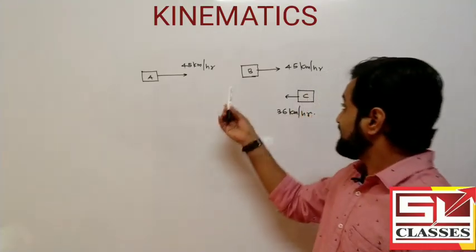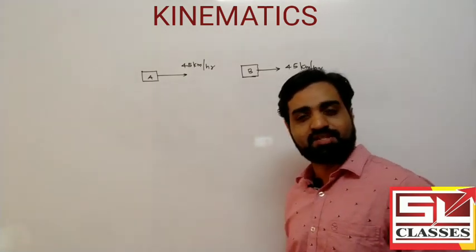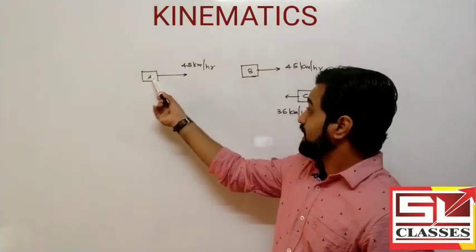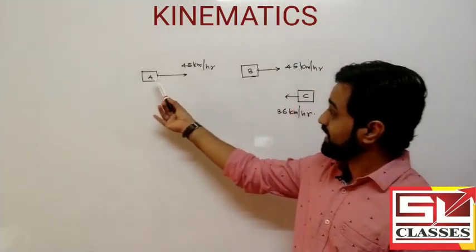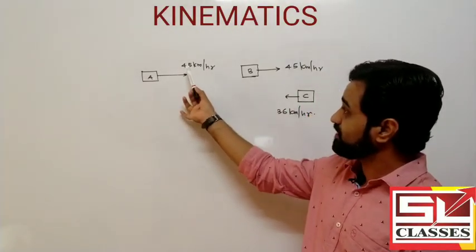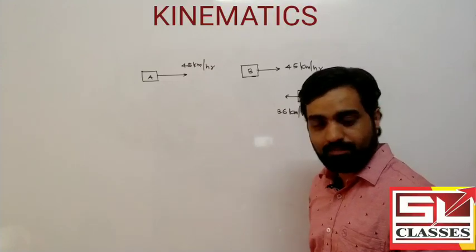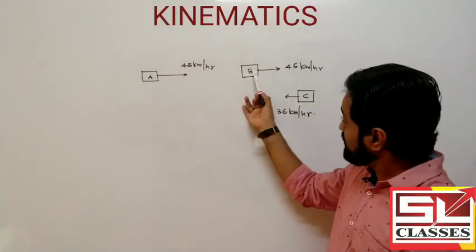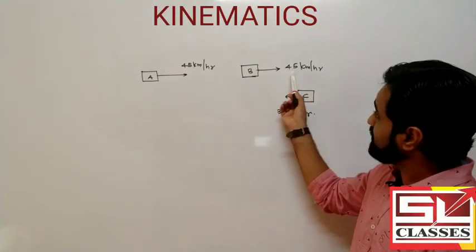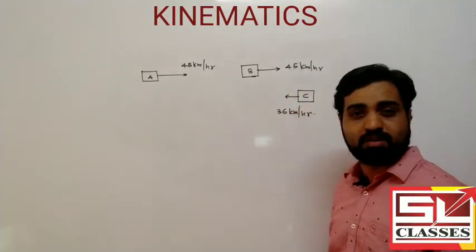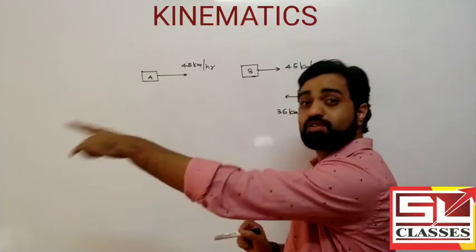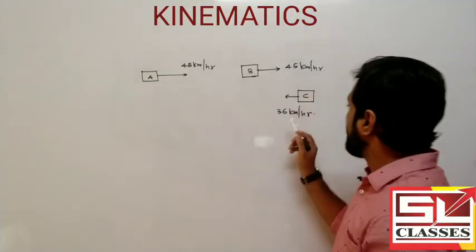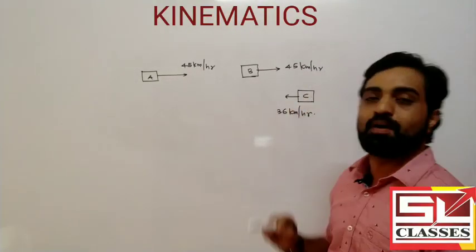Okay, so this is the situation given in the question. There are two cars A and B moving in the same direction. You can see A moves in this direction with a velocity 45 km/h. The second car B is also moving in the same direction with the same velocity 45 km/h. But the third car C moves in the opposite direction with a speed of 36 km/h.